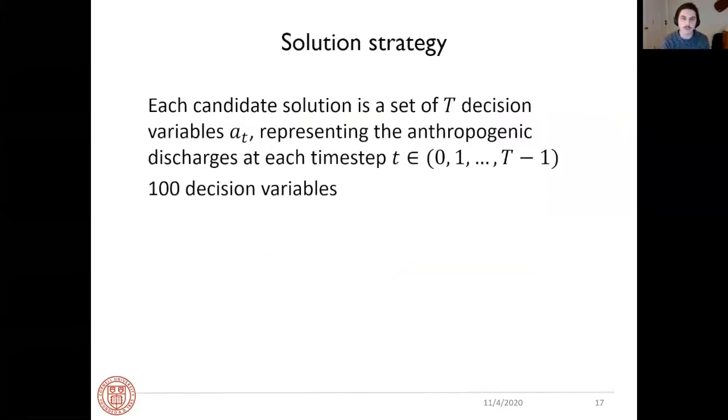And the solution strategy that we're going to examine here is a classic intertemporal approach to optimization, where each candidate solution is a set of T decision variables. Each one is 1 year's worth of anthropogenic inputs into the lake. For this example, we're going to use a time horizon of 100 years. So we're going to have a vector of 100 different anthropogenic inputs, and the algorithm is going to try to decide what's the optimal sequencing of anthropogenic inputs across our various objectives.